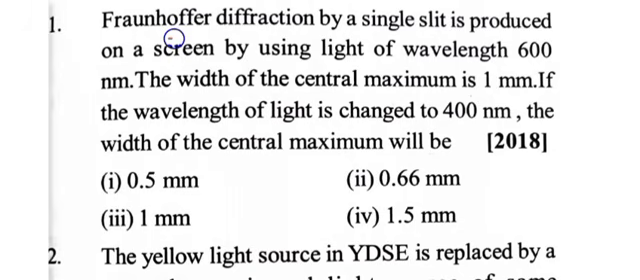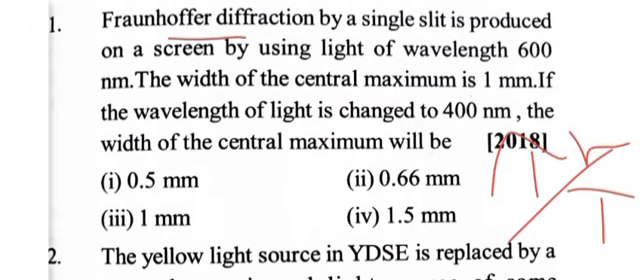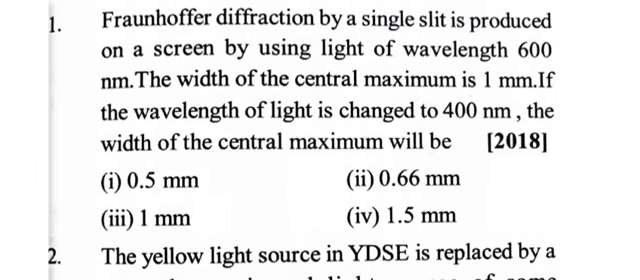Option 1. Fraunhofer diffraction by a single slit is produced on a screen by using light of wavelength 600 nm. The width of the central maximum is 1 mm. If the wavelength of light is changed to 400 nm, the width of the central maximum will be y2 divided by y1 is equal to lambda 2 divided by lambda 1. So our answer will be 0.66 mm. Option 2 is your correct answer.